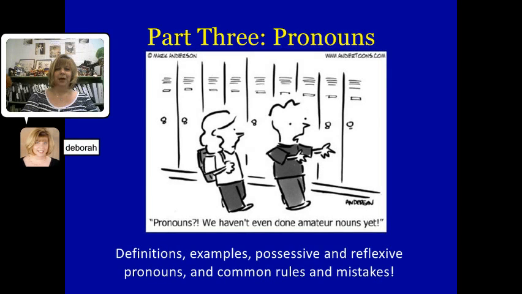In this episode of the pronoun, we'll be looking at definitions and examples, looking at the difference between possessive and reflexive pronouns, and some of the common rules and mistakes that are often involved in pronouns in English.